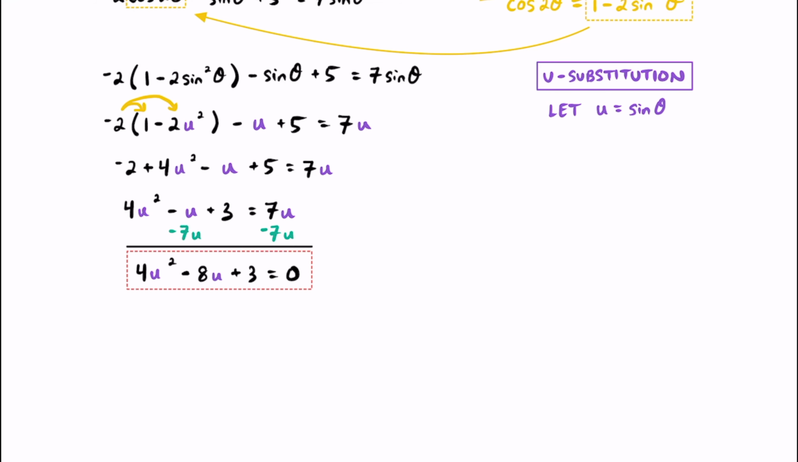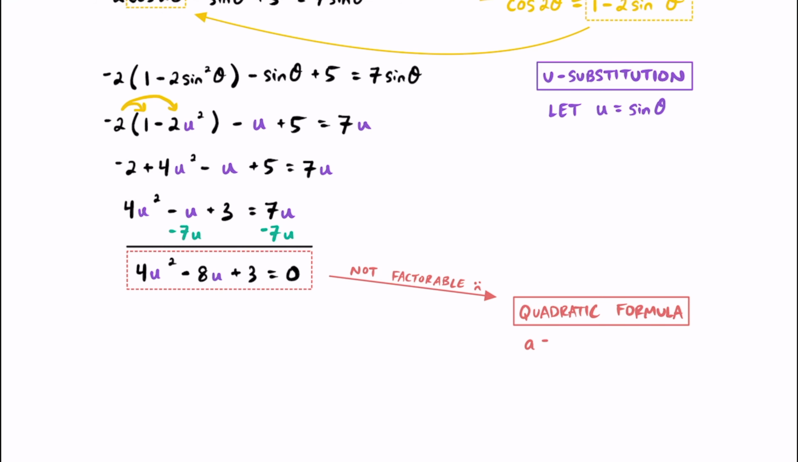At this point, we have this trinomial. It's in this quadratic form, and we should try to see if we can factor it, but unfortunately we can't. So since it's not factorable, let's go ahead and try the quadratic formula. Okay, so in this case, we're going to go ahead and say that a is going to be 4, b is going to be -8, and c is going to equal positive 3.